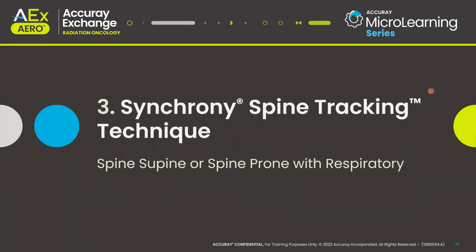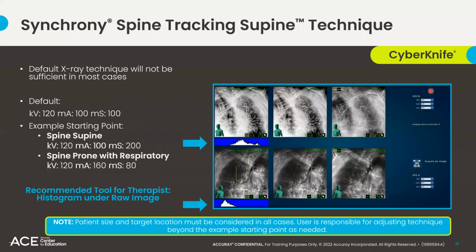Now let's talk about setting technique for a spine target. When determining spine technique, one must always consider the size of their patient. We know we'll have to increase technique beyond default. Maybe just slightly for a C-spine or a very thin patient, probably much more drastically for an L-spine or a heavier set patient. An example of how we could increase technique for a spine would be setting 120 kV, 100 MA, and doubling our MS, so 200 MS.